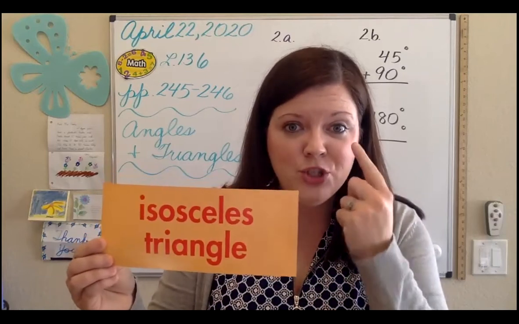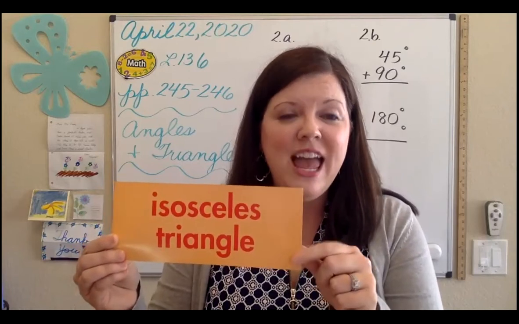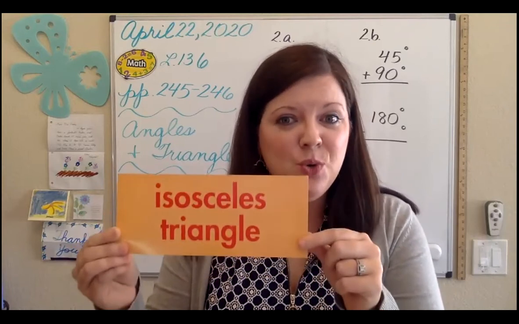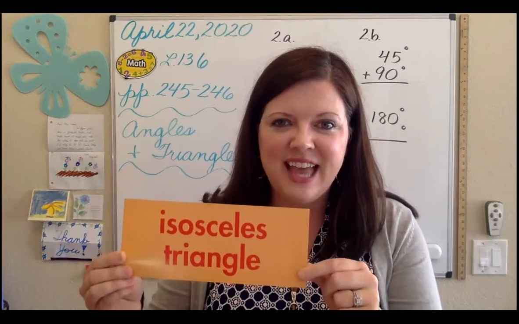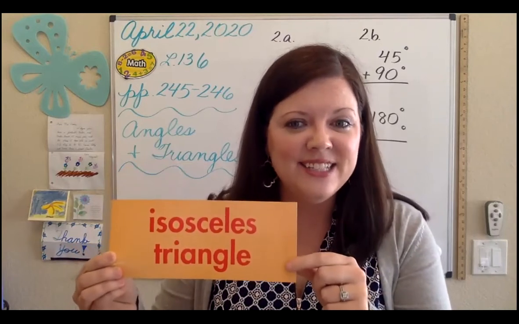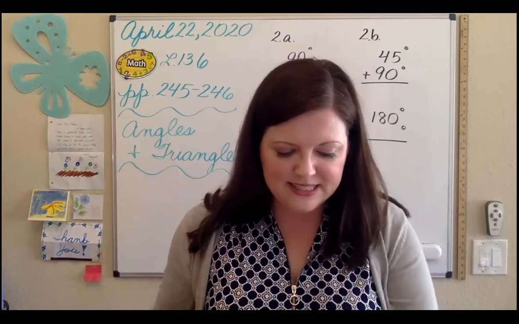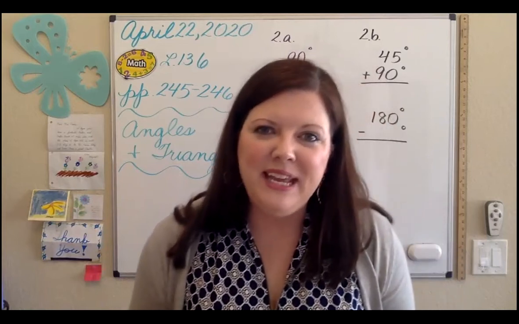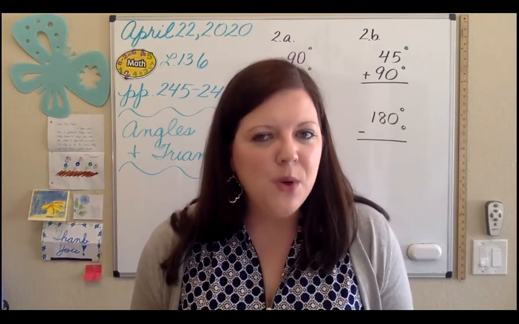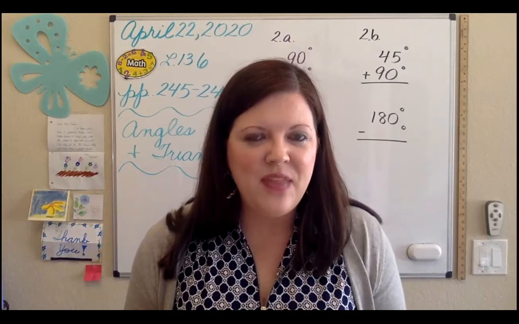Isosceles. Remember, you have 2 eyes, and an isosceles triangle has 2 sides and 2 angles that are exactly the same. Letter A is isosceles. Isosceles. Letter B. Did you notice the little square that they put?